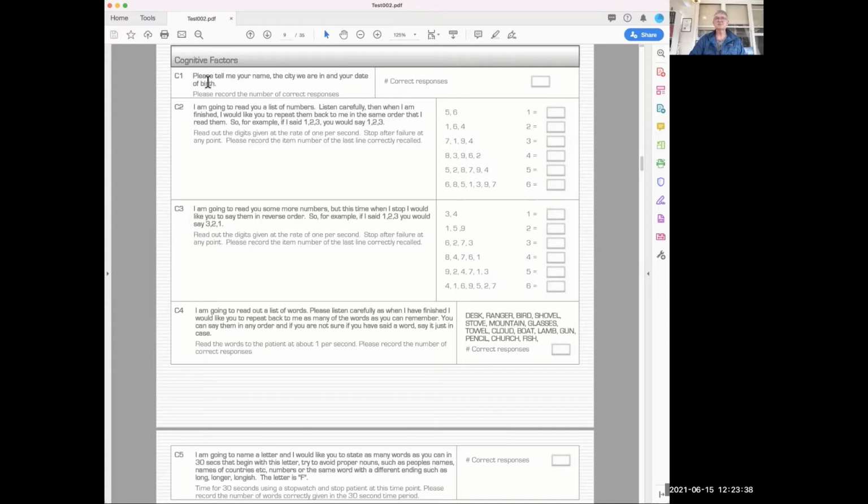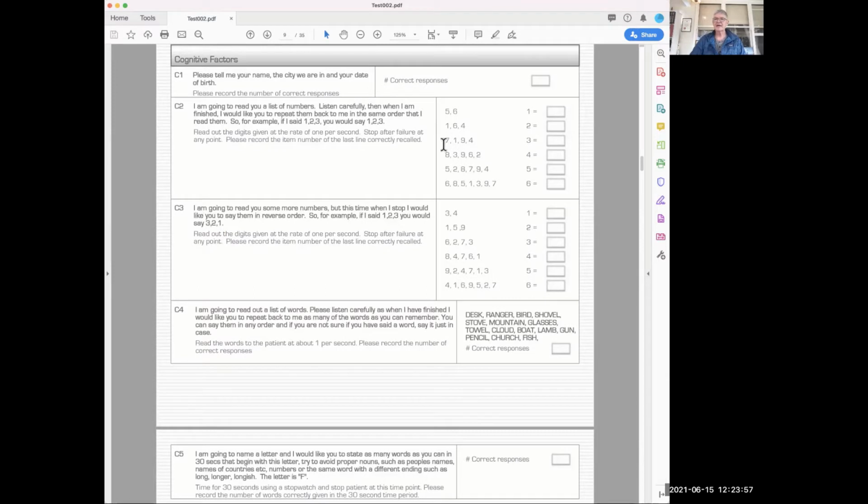The orientation, which is about telling me your name, the city we're in, and the date of your birth. The second is called numbers forward. This is where we read out increasing lists or lines of numbers, and they have to reply to them in the same order that you said them. The third question is called numbers backwards. This is where, when we read out a line, they have to repeat it in reverse order.